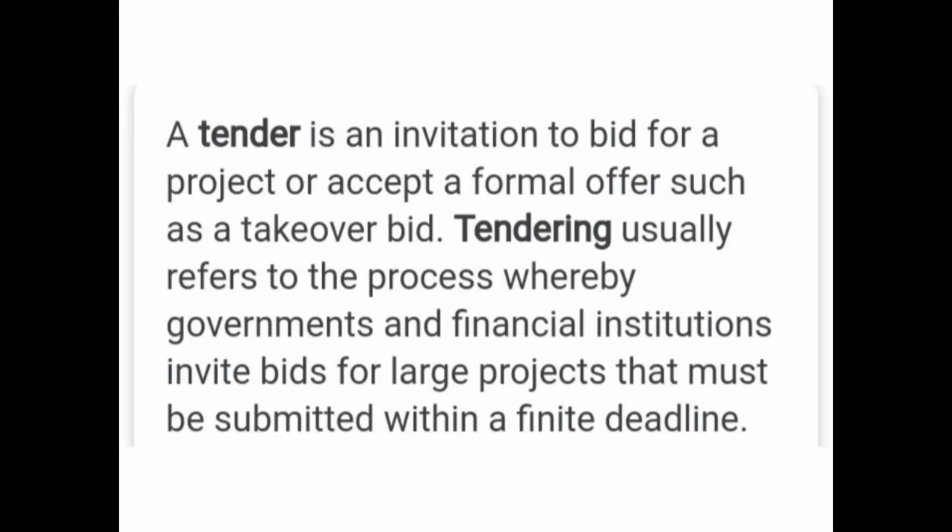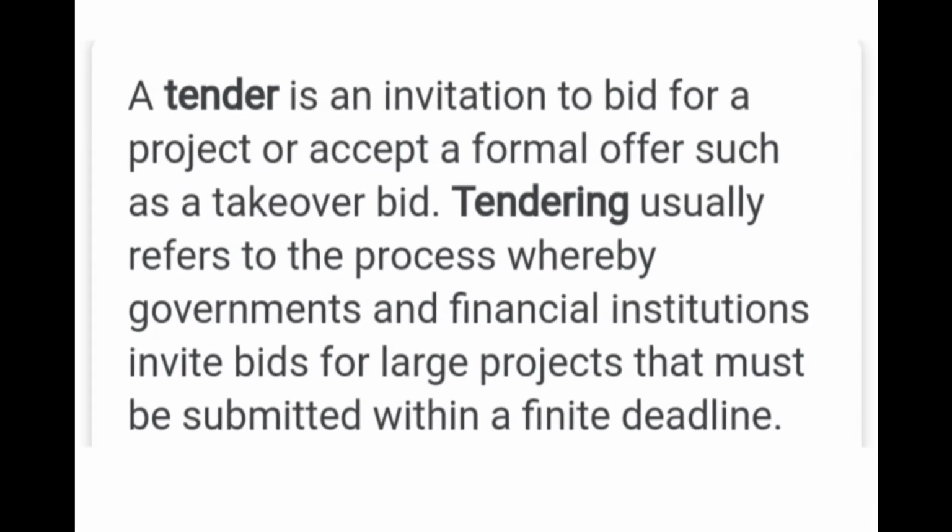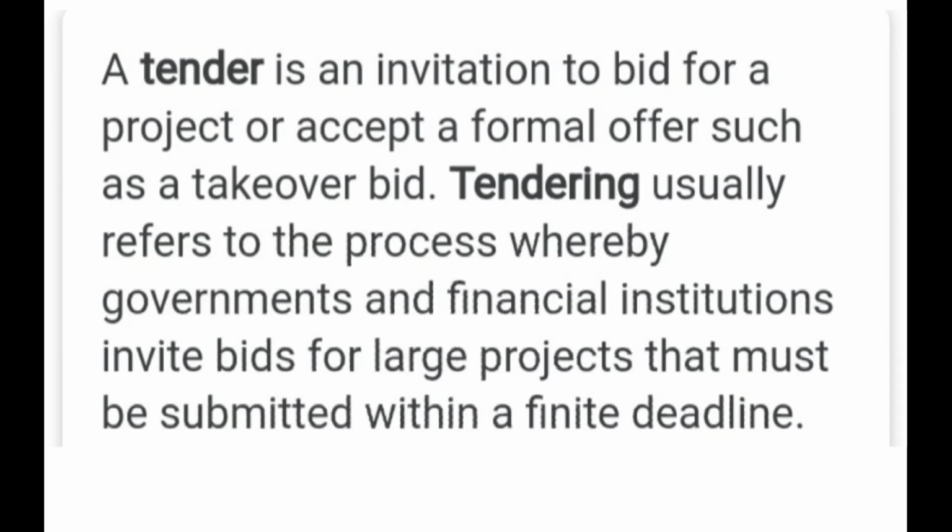Hello students, today we are going to discuss the next important topic which has been prescribed in your syllabus by Punjab University Chandigarh. The topic which we are going to discuss today is tender notice. So students, first of all we will have a look at the meaning of tender.